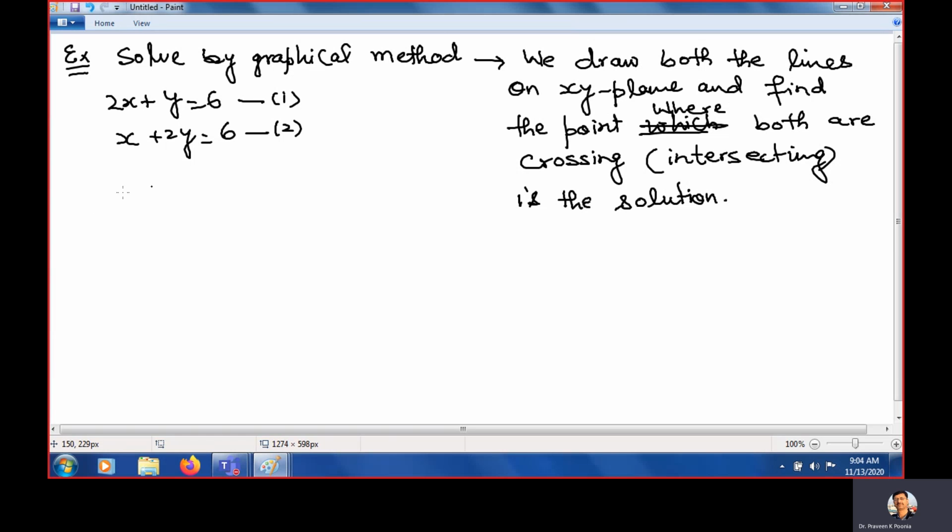Clear? So first we will take equation number 1. What is equation number 1? 2x + y = 6. So we will first find the x intercept.